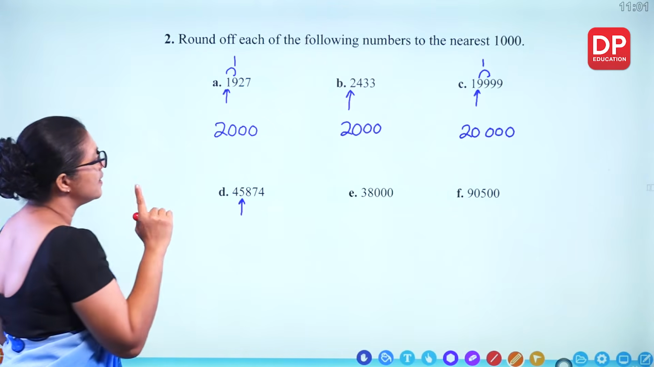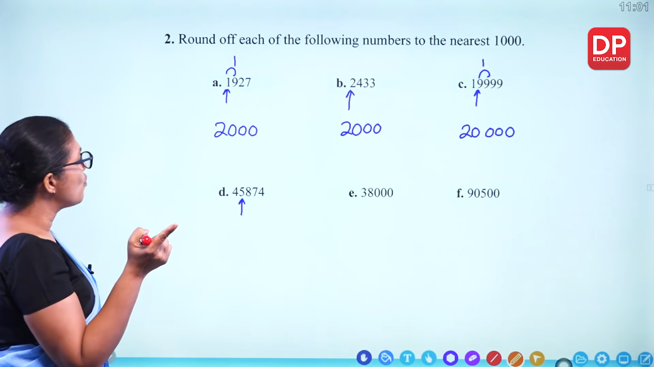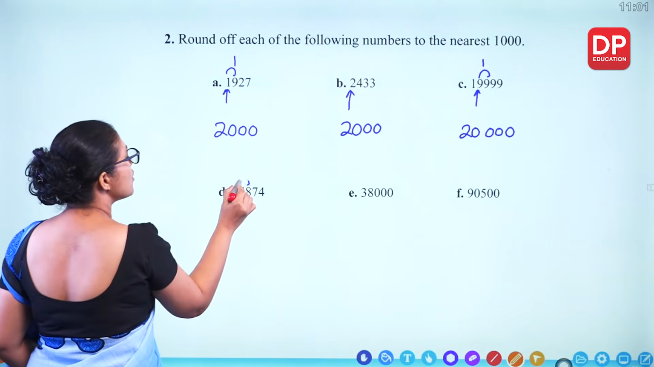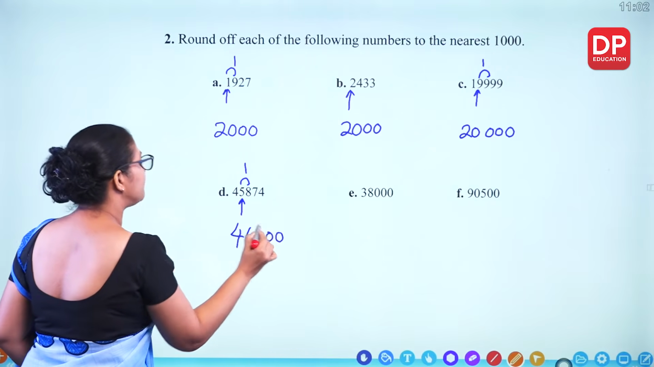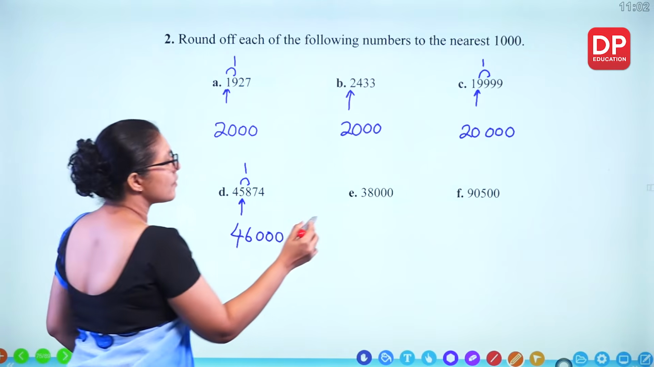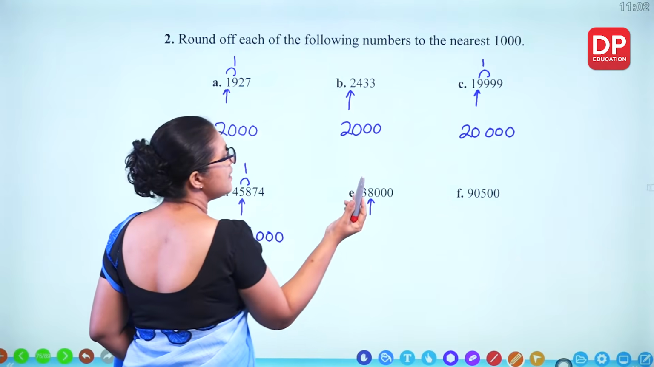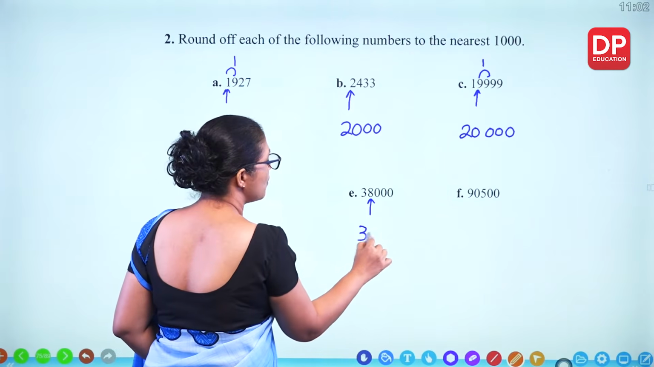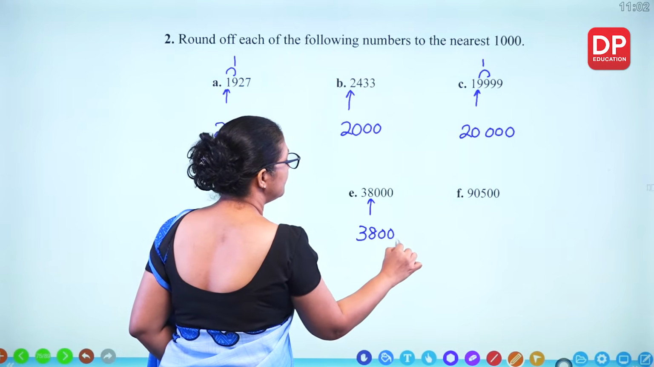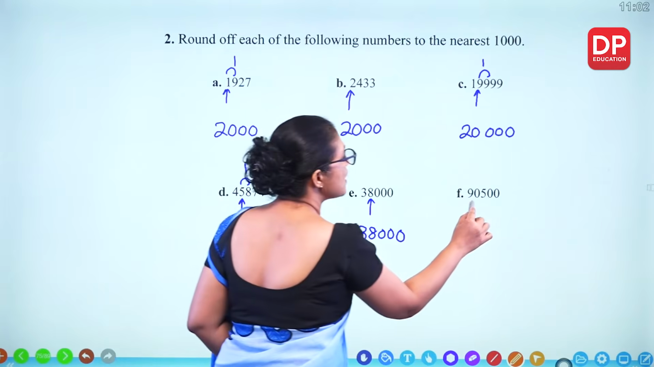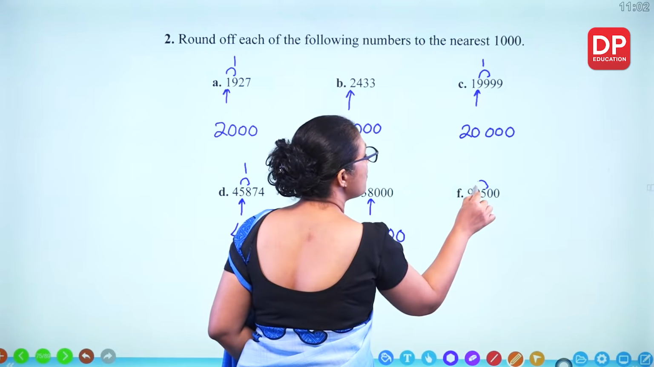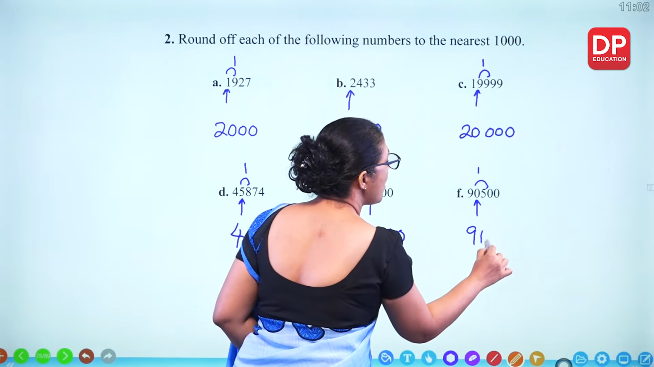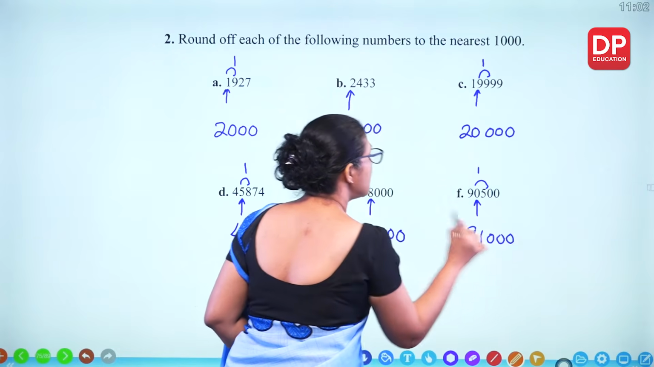1000 place is here. Right hand side digit is more than 5. Add 1 to that. 46000. 1000 place is here. Less than 5. We don't add. 1000 place is here. 5 or more, we add 1 to that. 9130.